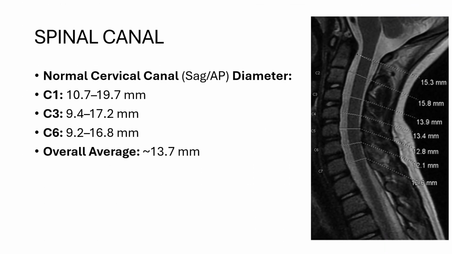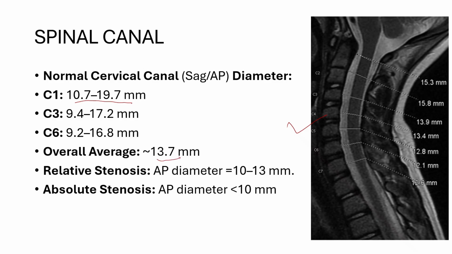Now the bony spinal canal. The normal cervical canal diameter on the sagittal MRI image, in the AP dimension, at the C1 level should be 10.7 to 19 mm. At the C3 level it should be 9 to 17 mm, and at the C6 level it should be up to 17 mm. So the overall average is 13.7 mm.